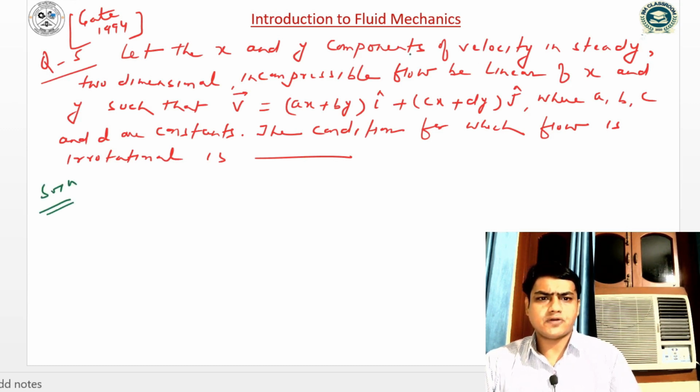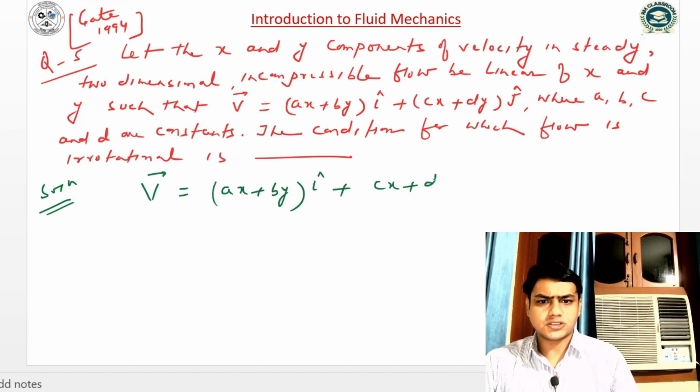Let the x and y components of velocity in steady two-dimensional incompressible flow be linear in x and y, such that V is equal to (ax plus by) i plus (cx plus dy) j, where a, b, c and d are constants. So the condition for which the flow is irrotational. Once again, the velocity vector is given: the x component of the velocity is ax plus by and the y component of the velocity is cx plus dy.